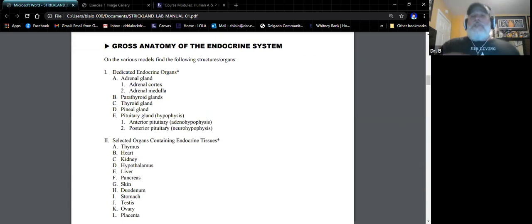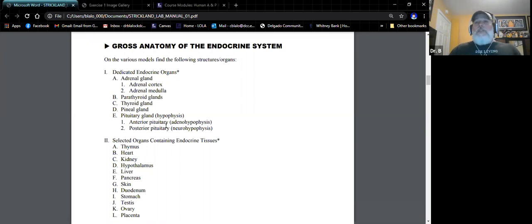Now, A&P2 is set up a little different than A&P1 in that the histology is kind of spread out over the entire semester. We're not going to knock it all out in two labs like we did in A&P1 and be done with it. Instead, we're going to do the histology based on each individual system. So we'll have histology today for the endocrine system.